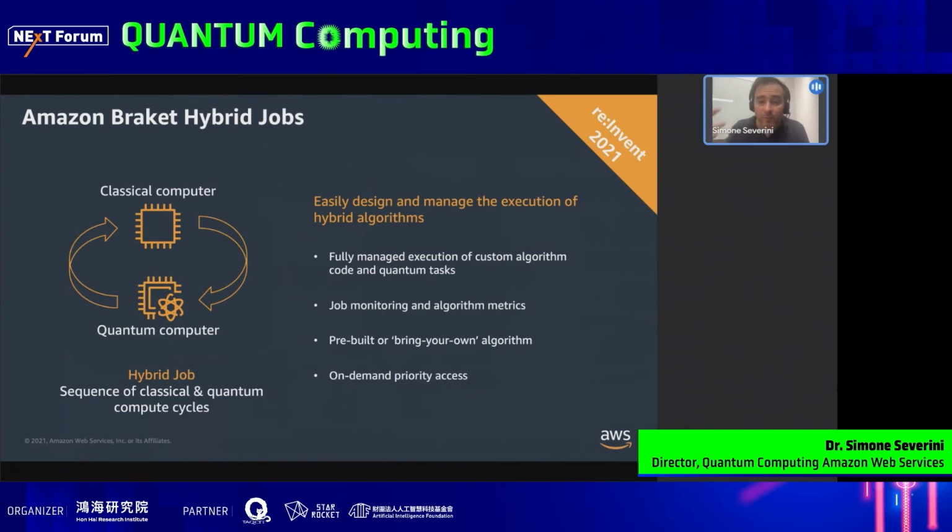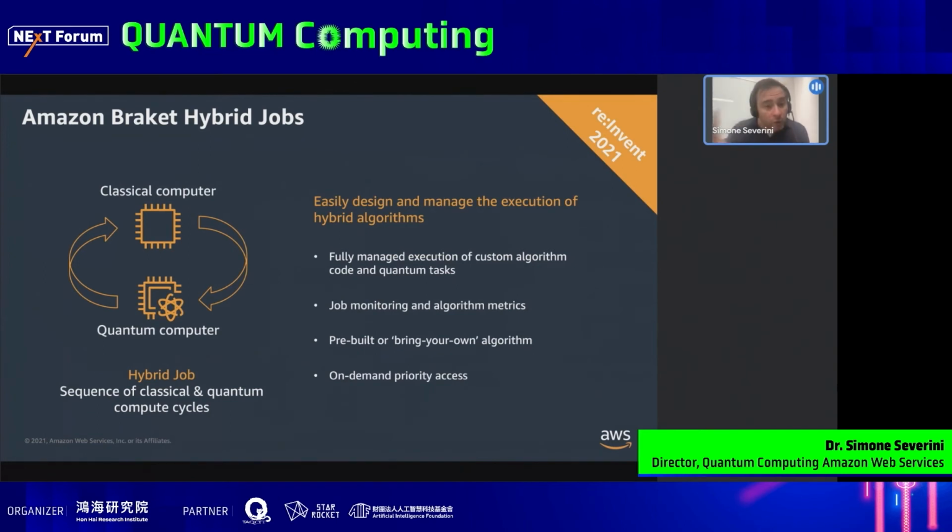So we have introduced a kind of job instance, and this is a classical machine on the cloud that is responsible for orchestrating the interaction between the classical and the quantum resources. And this is very customizable, meaning that you can create your custom containers, for those among you who are familiar with some software engineering terminology, for this specific job instance.